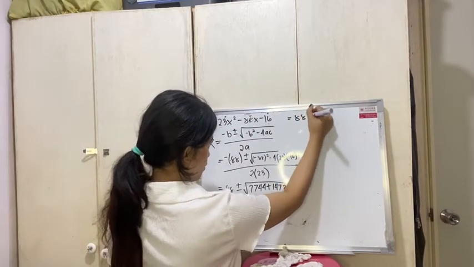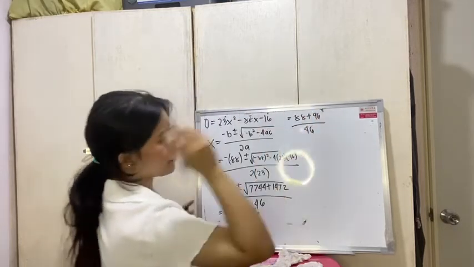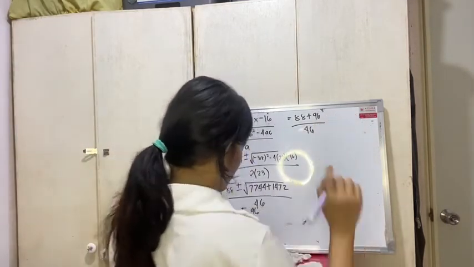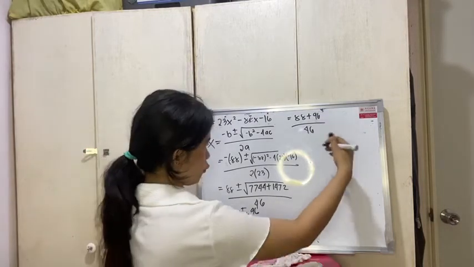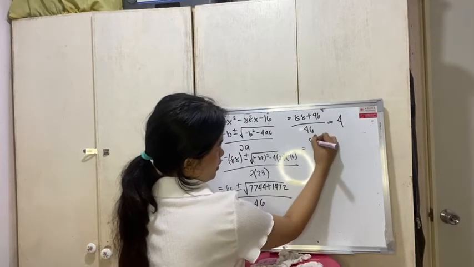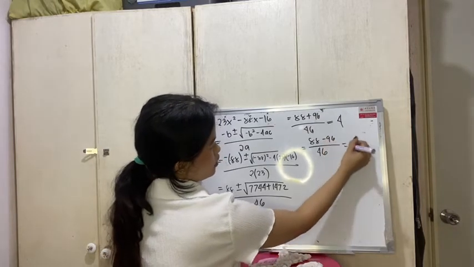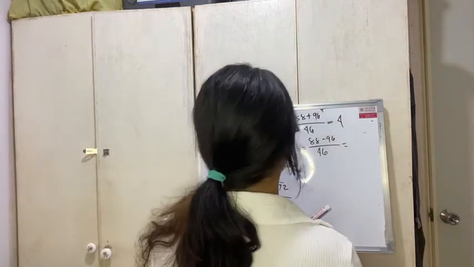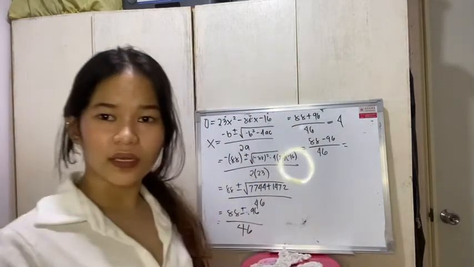8 plus 96 over 46. 88 plus 96 is equal to 184 over 46. 184 divided by 46 is equal to 4. And 88 minus 96 over 46.